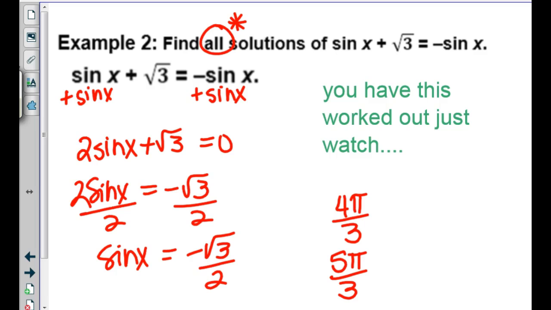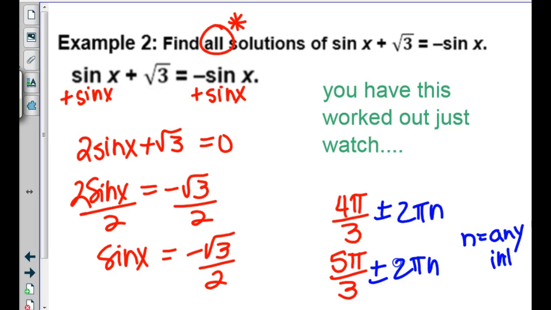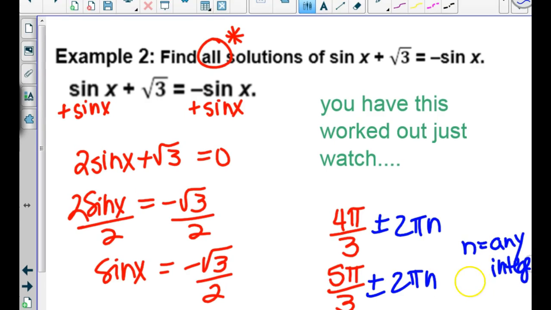Okay. So I just put a plus or minus. How often does sine repeat? So we just put plus or minus 2 pi n, where n is any integer. And you don't have to write that. I'm okay if you don't. Any questions on that one?